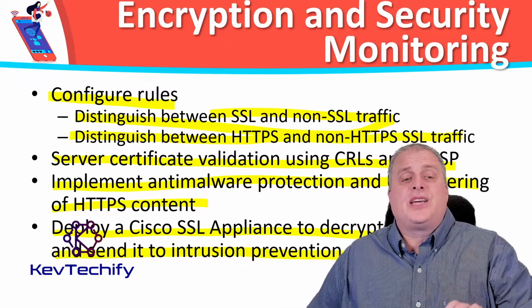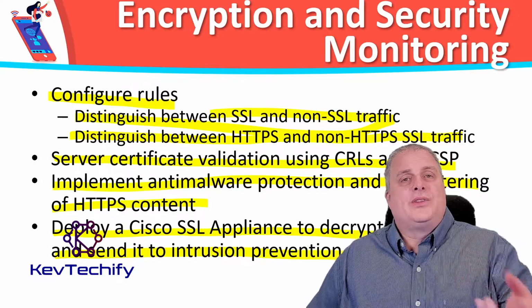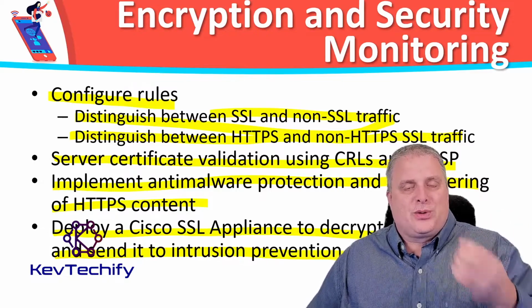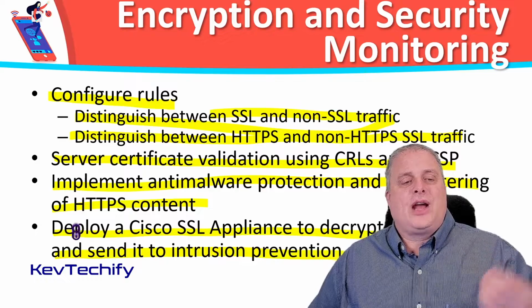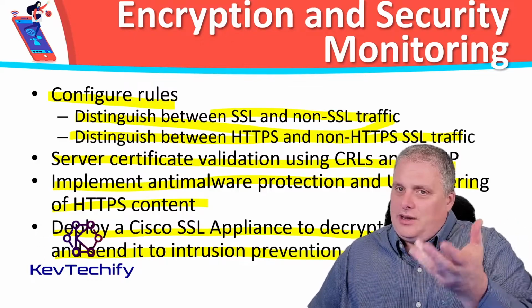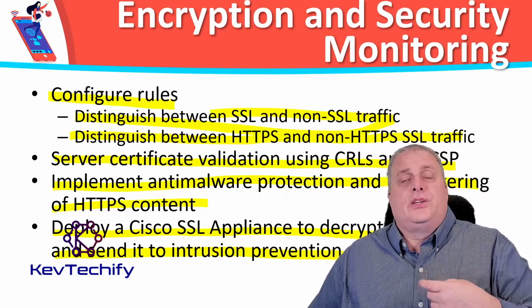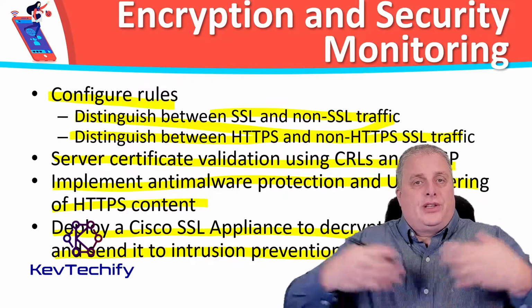So you put a device on your network, an SSL appliance, and it will decrypt all of that SSL traffic being sent across your network, and then once that traffic is unencrypted, you can then send it to an intrusion prevention system for it to do its job.